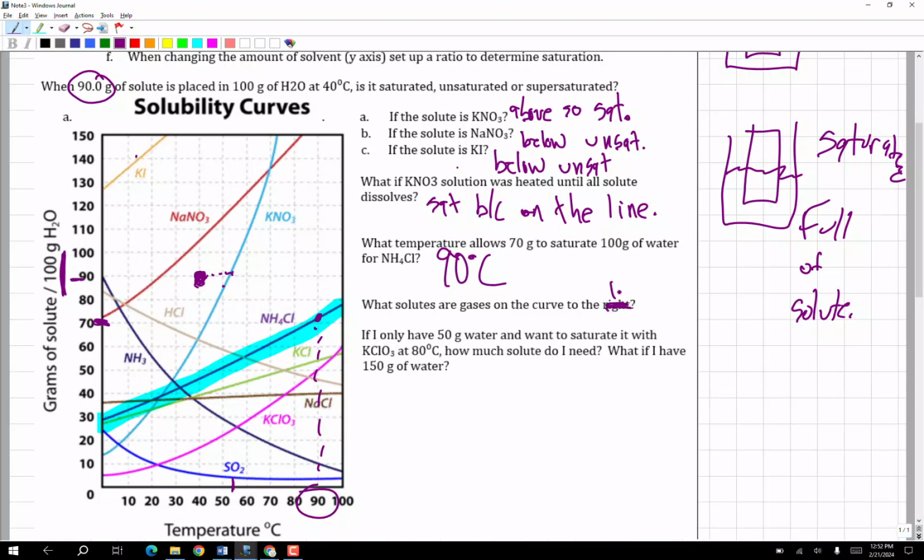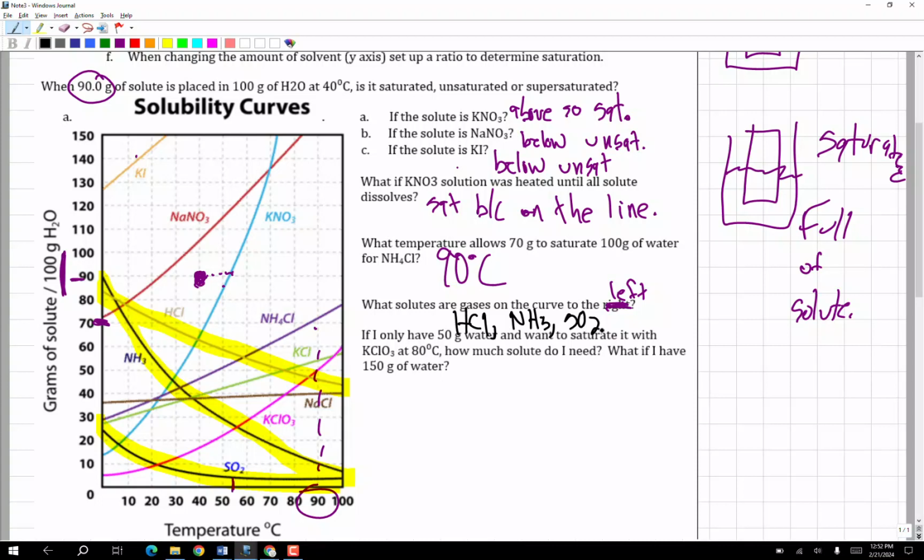What solutes are gases on the curve to the right? Oops, we mean left. So which ones are going down? We've got HCl, NH3, and SO2. That's it.